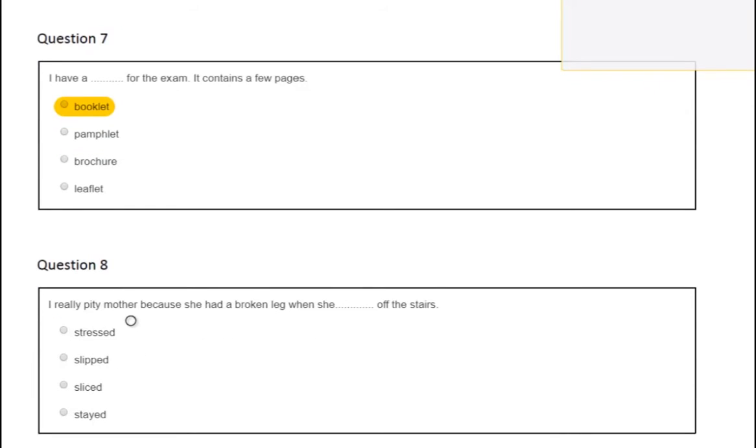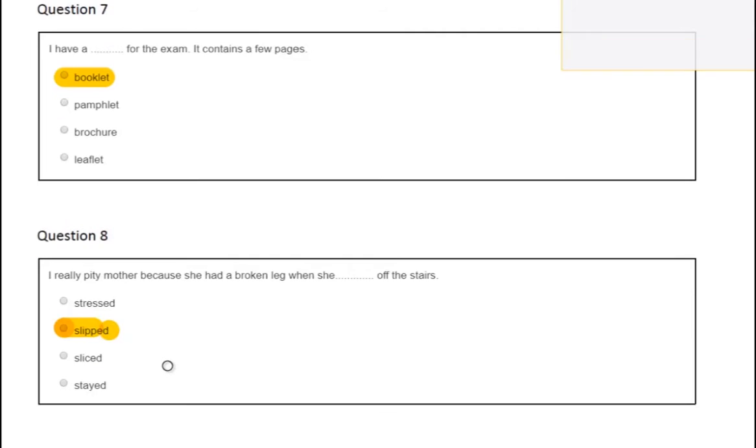I really pity mother because she had a broken leg when she blank off the stairs. We have here stressed, slept, sliced, and stayed. Of course, we have many slices of meat or cheese, and stressed is used to emphasize or to assure something. But what does slipped mean here? While walking, for example, on the floor, there was water, so I slipped. I fell down.